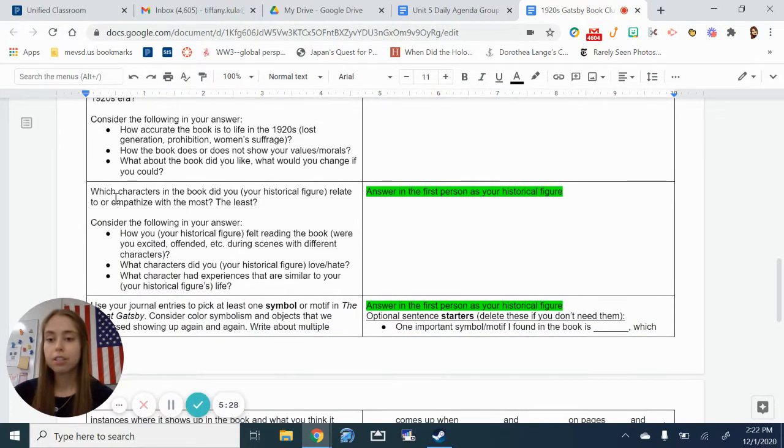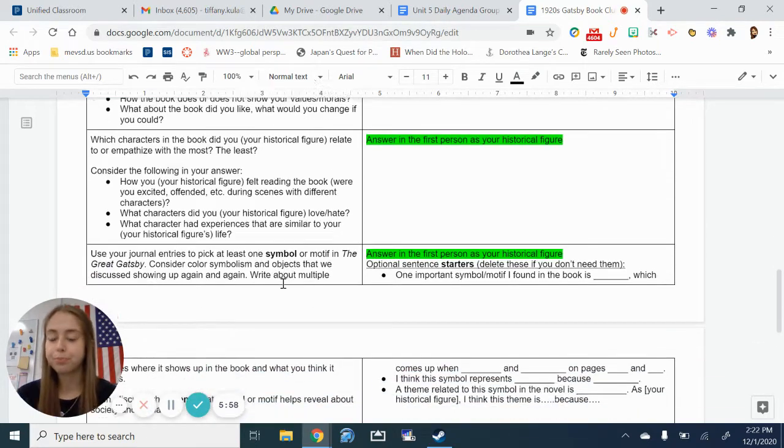The second question says, what characters in the book do you relate to the most or do you empathize with? So who are your favorite characters? Again, you is your historical figure, not actually you. You want to consider how your historical figure would have felt reading the different passages in the book. Where would they have been excited? Where would they have been sad, offended? What characters did they love? What characters did they hate? What characters had experiences that kind of mimic the life of your historical figure?